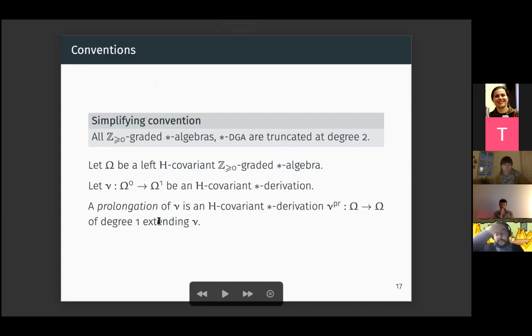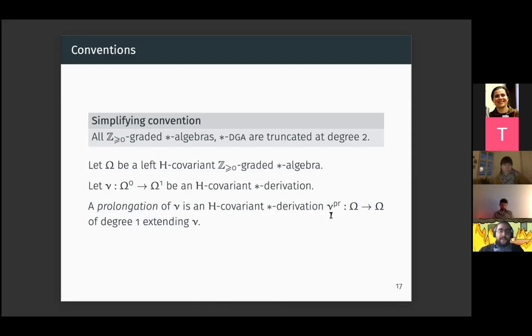So to set some terminology, I just want a convenient notion of what it means to extend a derivation from 0 forms to 1 forms to an entire calculus. So let omega be your favorite covariant non-negative integer graded star algebra. Suppose we have a derivation from degree 0 to degree 1. Let's define a prolongation to be a degree 1 extension of this to a degree 1 derivation of the whole algebra. That's the obvious thing, but let me just set the notation.